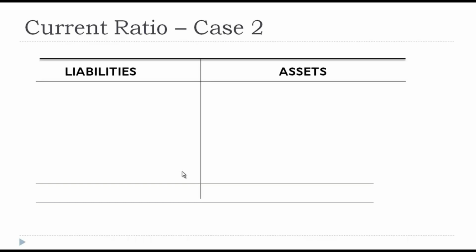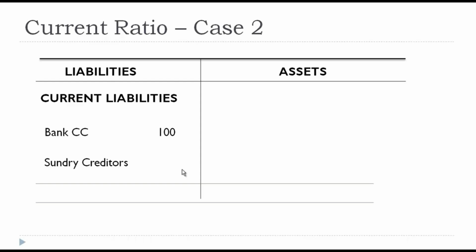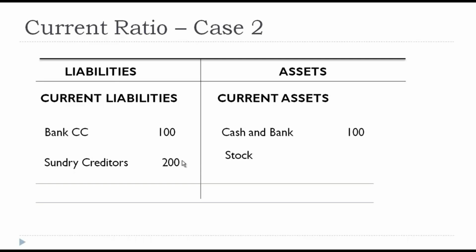We'll take another case to understand the current ratio implications. We'll have liabilities and assets, and on current liabilities we'll have the same bank CC of 100 and sundry creditors, that is supplies, of 200. On the asset side there are slight changes. What are the resources this company has to pay this 300? One is cash and bank balance, which is 100. Two is stock, which is also 100. And three is receivables, also 100.